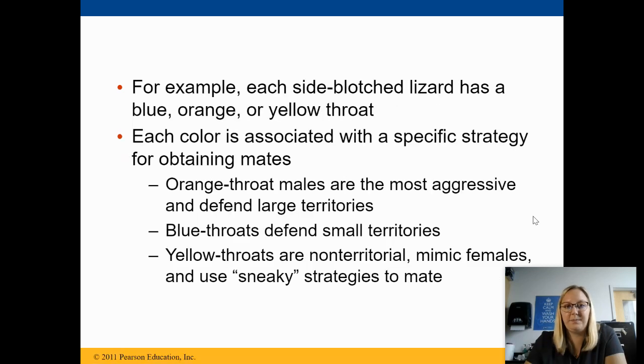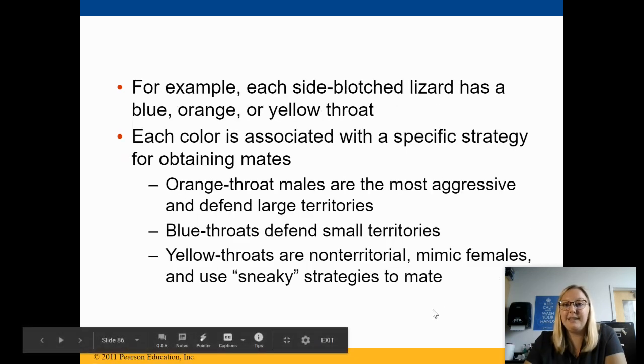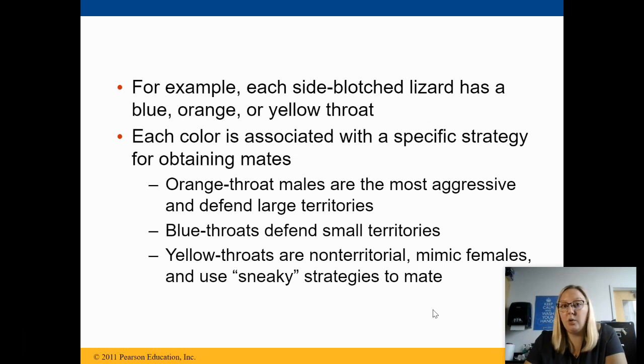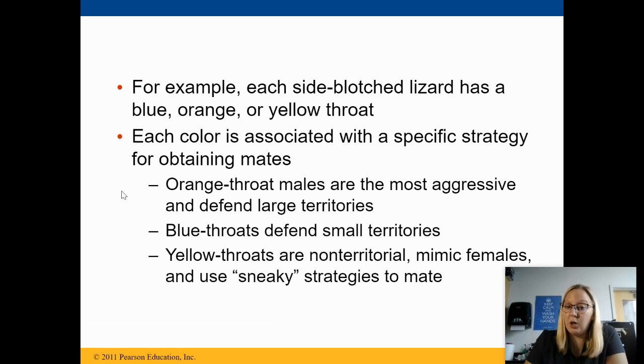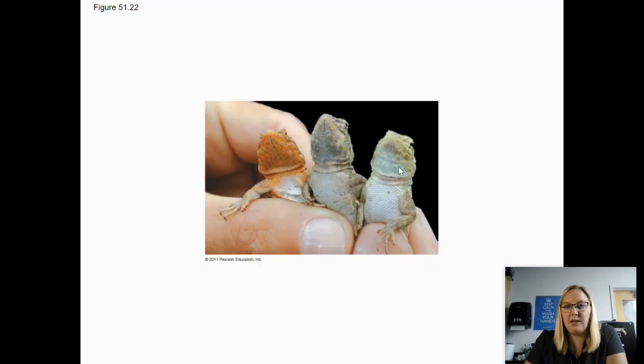For example, side-blotched lizards come in blue, orange, or yellow throats. Each color is associated with a specific strategy for obtaining a mate. Orange-throated males are more aggressive and defend large territories. Blue-throated males defend small territories, and yellow-throated males are non-territorial. They mimic females and use sneaky strategies in order to mate with a female. So you can see the orange, the blue, and the yellow.